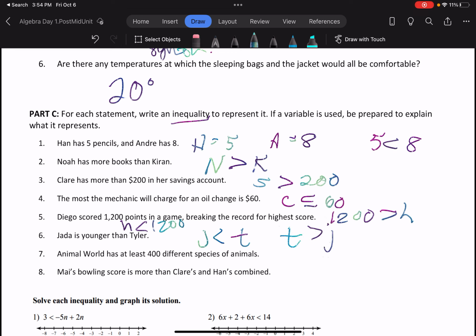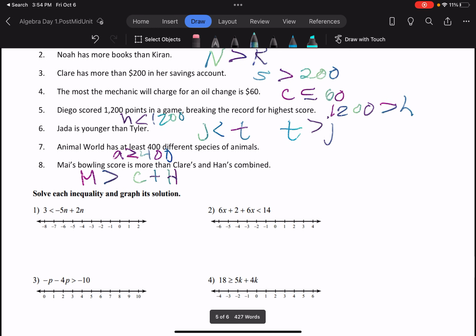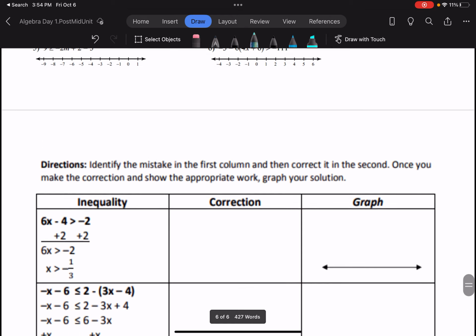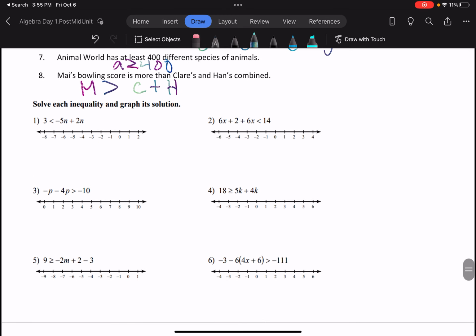Animal world has at least 400 different species of animals. So animals is at least 400. It could be more, but not less. And at least means that there could be 400, so that's included, so a greater than or equal to. Number 8, Mai's bowling score is more than Claire's and Han's combined. So Mai's bowling score is greater than Claire's plus Han's. All right. The last piece on this page is having you solve each inequality and graph its solution.